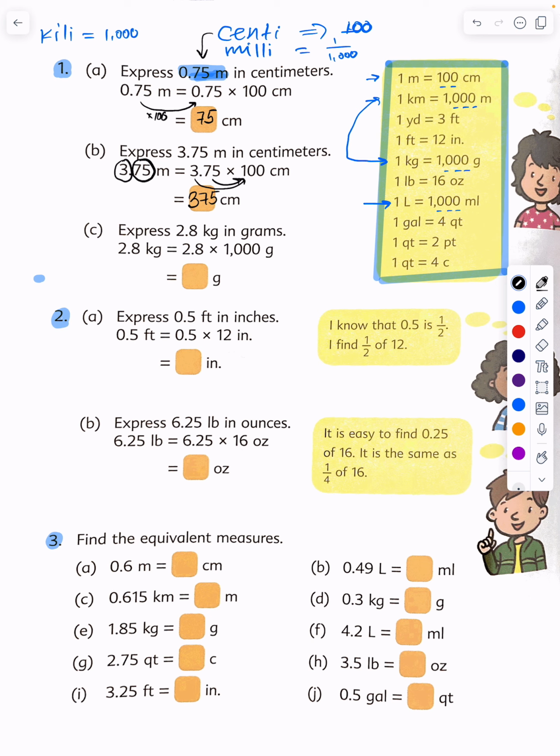Now let's take a look at the weight. Part C, express 2.8 kilograms in grams. Remember, kilo means 1,000. So we multiply 1,000 times. So we would get 2,800 grams.